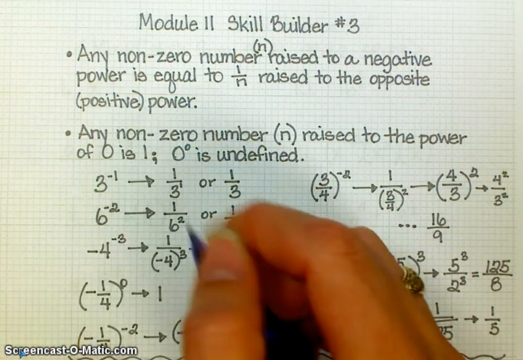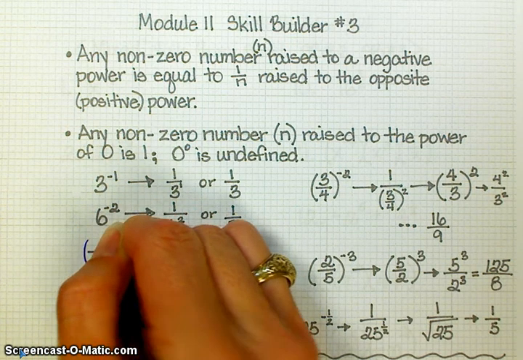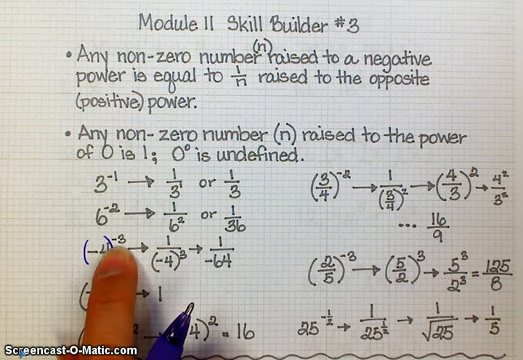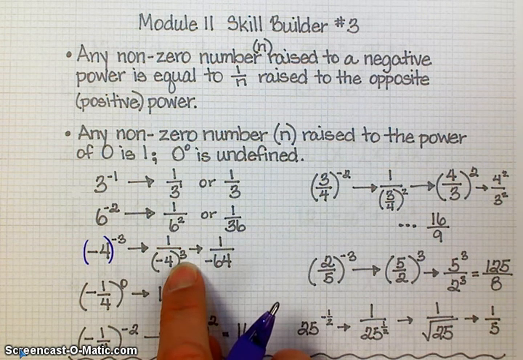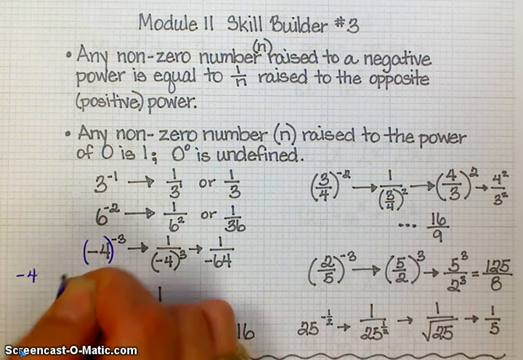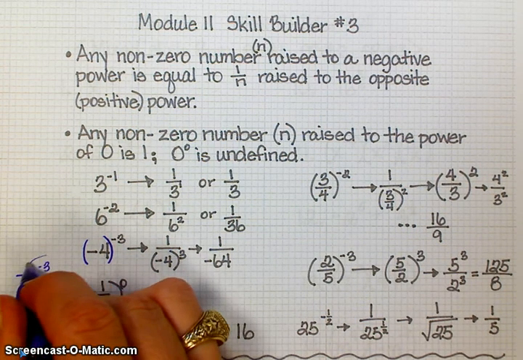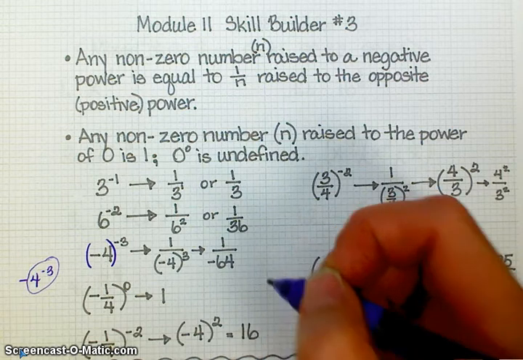Here, this one's a little, I actually need to make a correction. That should be in parentheses because of the way I wrote it over here. So negative 4 to the negative third power is the same as 1 over negative 4 to the third power. Okay? If I leave this, that's a little bit different. That would be like saying evaluate 4 to the negative third and then put a negative on it. Okay, which is a little bit different based on your order of operations.